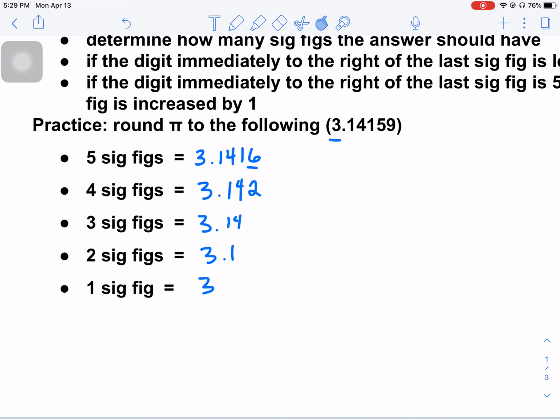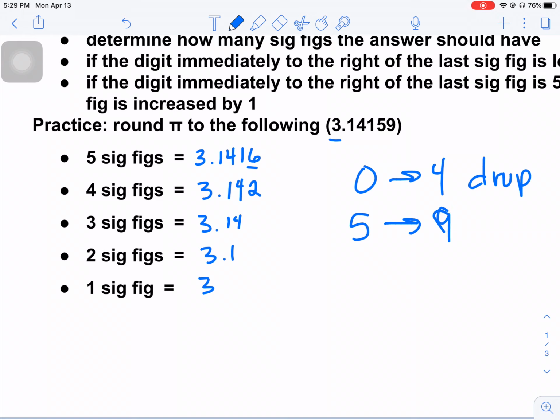Always start from the left. Find the first leftmost significant figure and then count digits. Then ask what is the digit immediately following that final digit, and that's going to determine it. A 0 through 4, you can just drop. If a number is followed by a 5 through 9, you can round up. I'll just say you can raise it by 1.